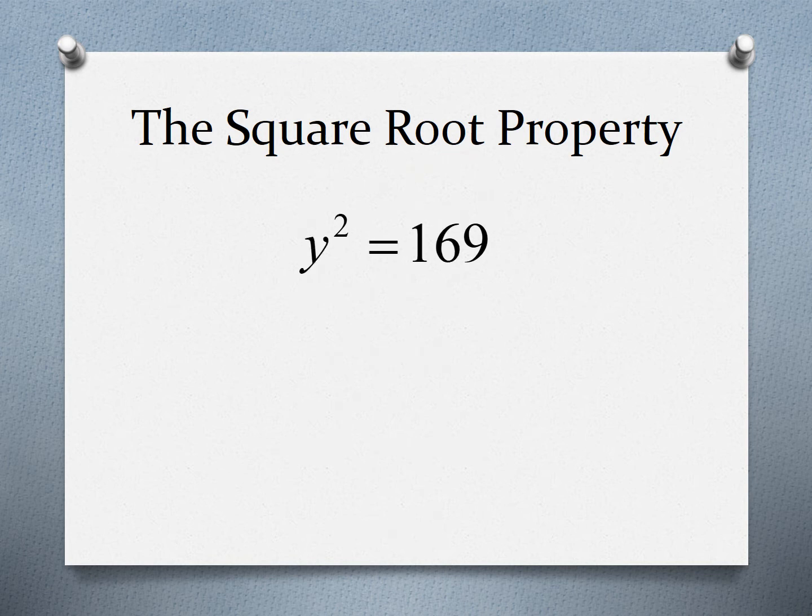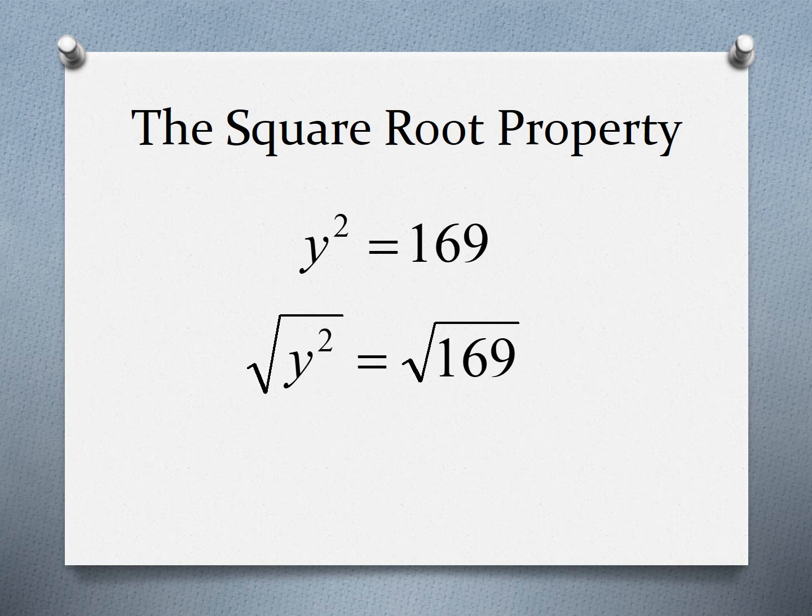In this example, we have y squared is equal to 169. So we don't change our minds because we have y, the y variable, of course, but we do note that 169 is also a perfect square, just as y squared is a perfect square. We'll take the square root of both sides. This yields y is equal to plus or minus 13.